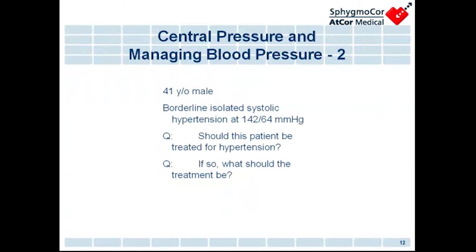So let's talk about another person. Let's talk about a 41-year-old male with borderline isolated systolic hypertension. So should we treat this patient, and if so, what should the treatment be?